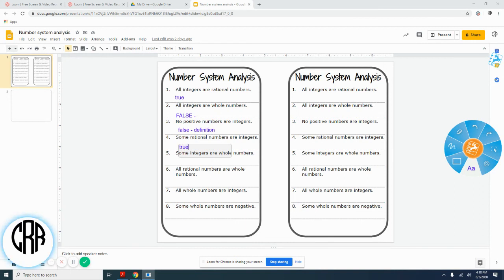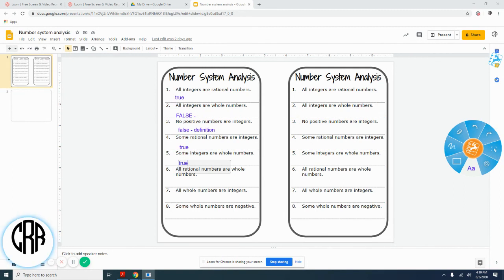Okay, number 5, some integers are whole numbers. So did we classify any of those numbers as integers and also as whole numbers? And we did. So if you looked at number 2, number 4, 3, and 7, some of those integers were whole numbers. Now, did we classify all of them? No, but we did classify some. So that's true.